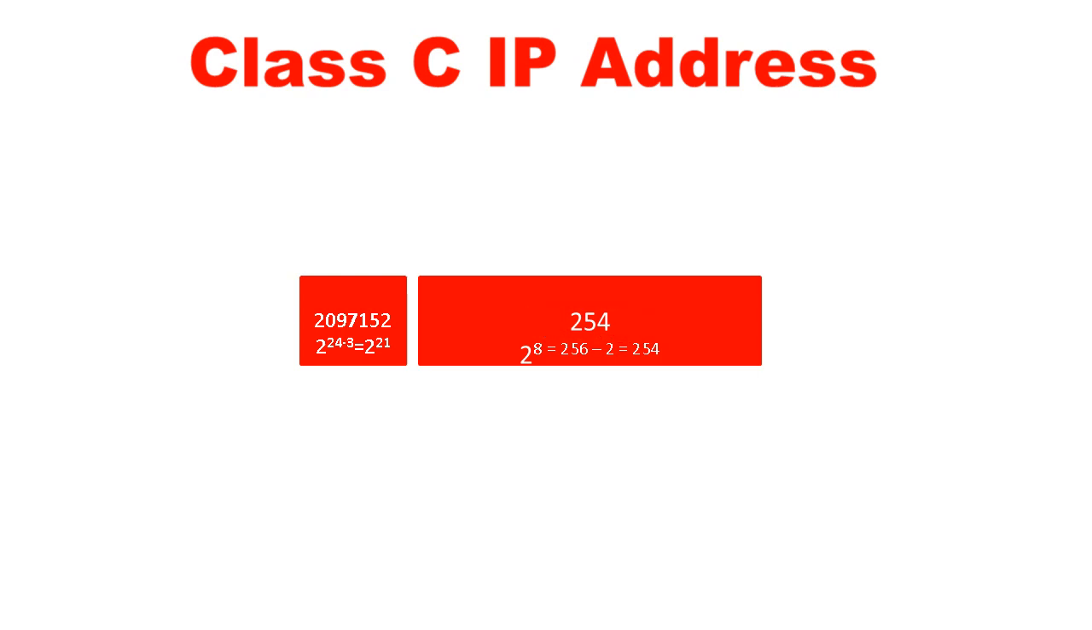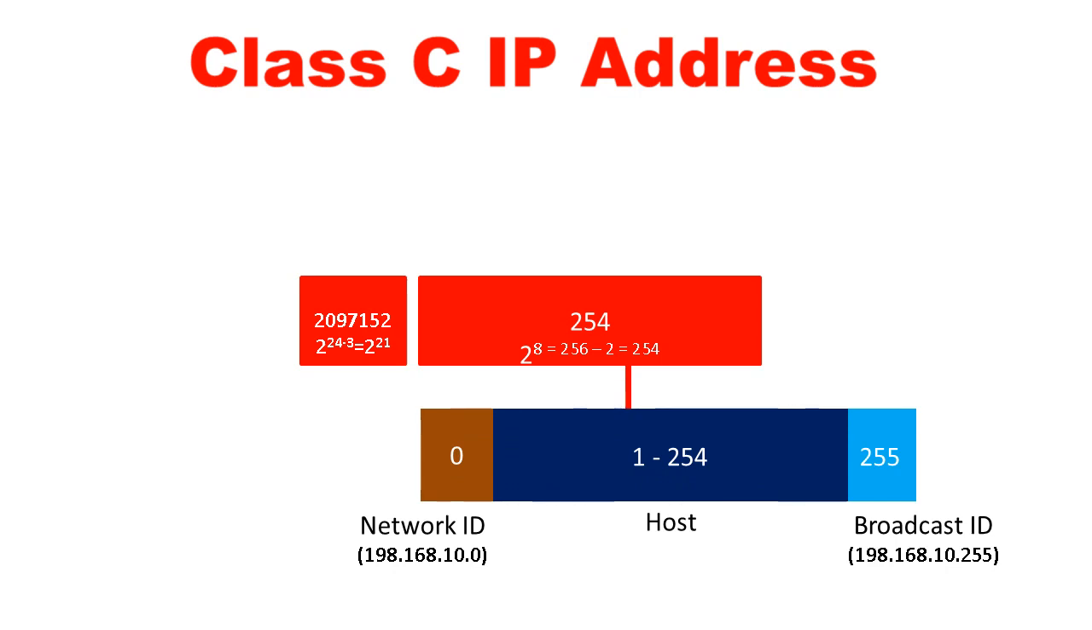each of the class C category networks, because among the number of hosts, the first number, that is 0, will be used as the network ID, and the last number, that is 255, will be used as the broadcast ID. Therefore, in class C category we can have the maximum number of networks, but a very limited number of hosts in each network, that is only 254 hosts per network in class C category.